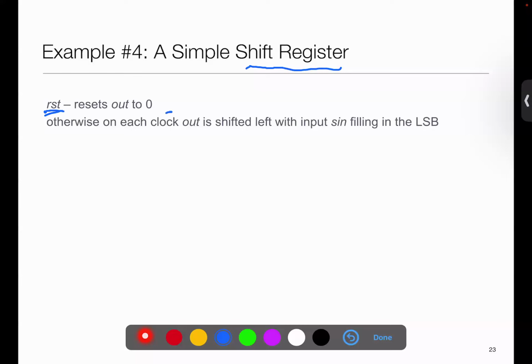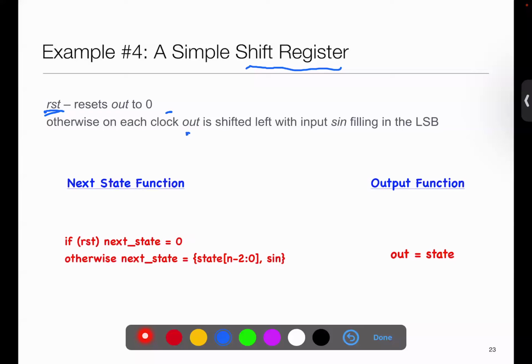Otherwise, on each clock tick, the output is like we have an n-bit number and we are shifting it. So the output is one of the bits. We are going to keep shifting left, and output will be the most significant bit. So what do we mean by that?